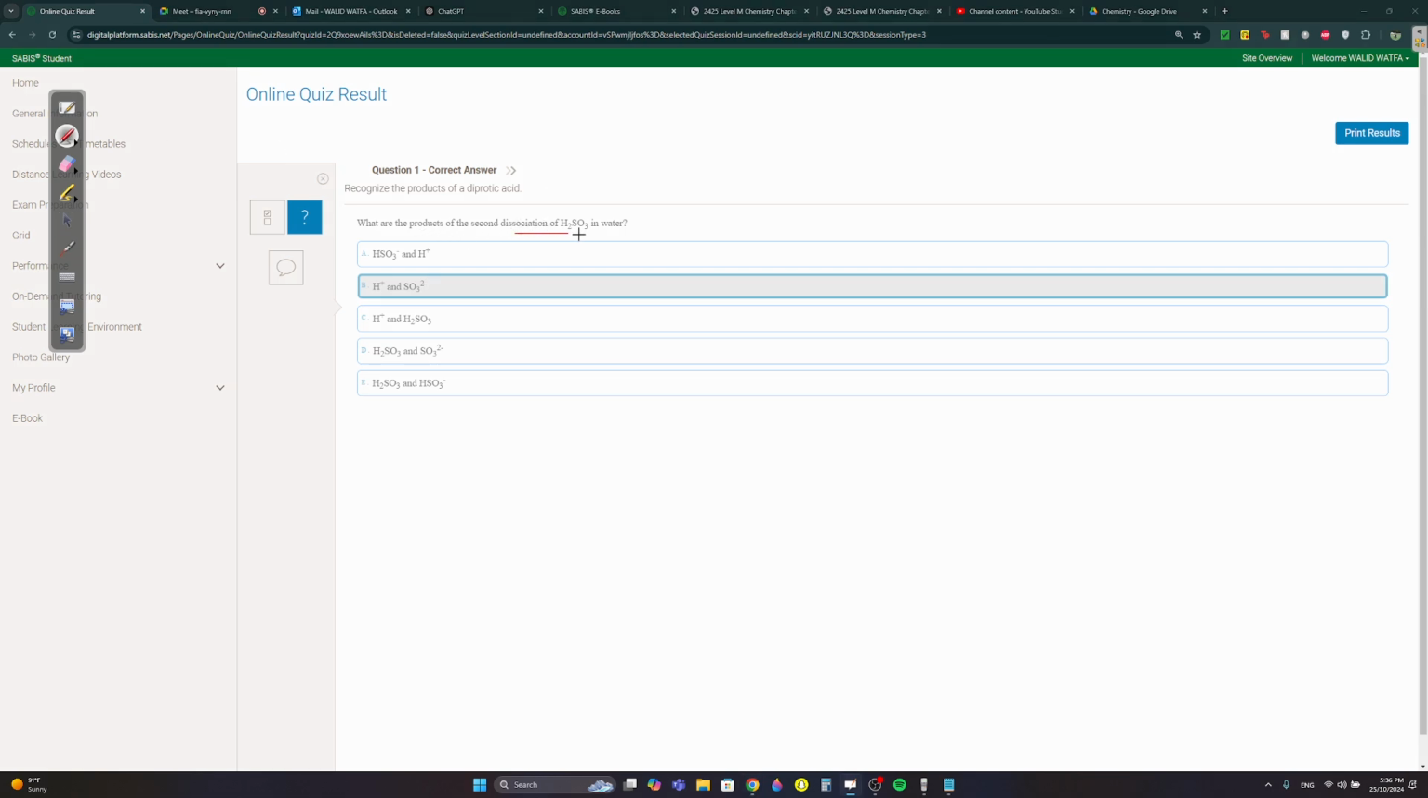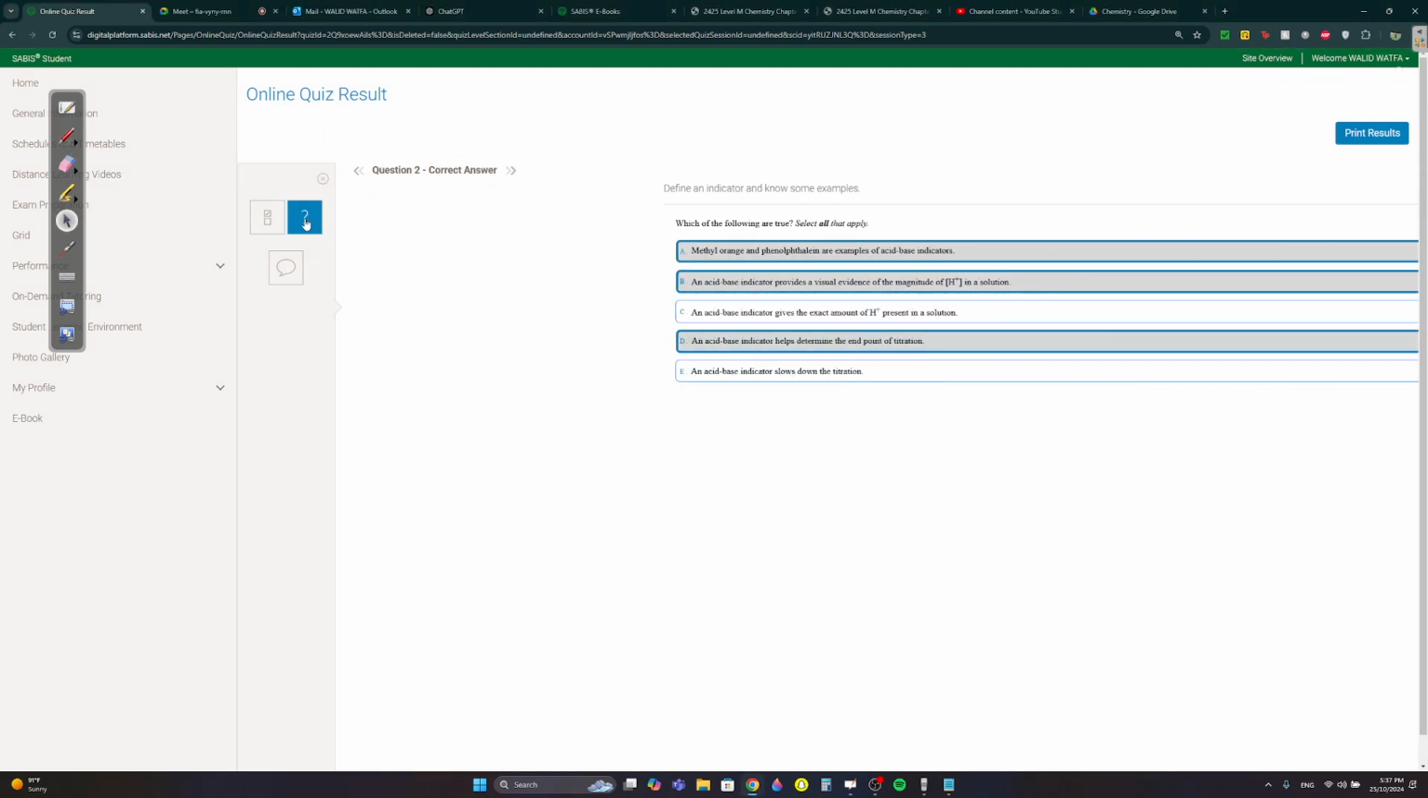What is the product of the second dissociation of H2SO3 in water? The first dissociation will get you this. Then the second dissociation will get you this. Okay. If I'm not wrong, let me double check this. Yeah, this is correct. By the way, for those who don't know, H2SO3 is a weak acid. It is one of the few weak acids.